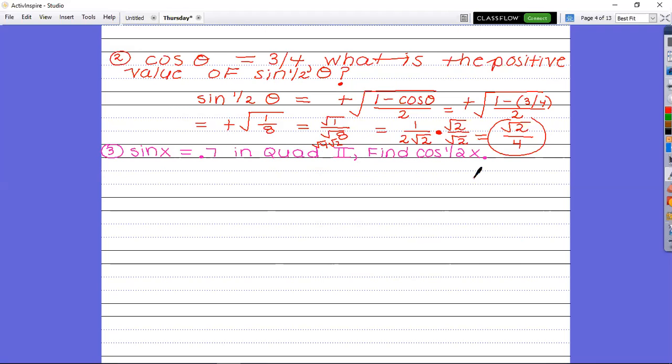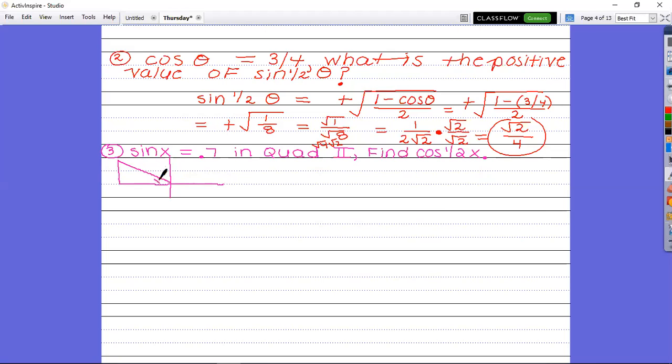Okay, so what you're going to do with this is you are going to look at your formula sheet and see if you need to draw a triangle, which most of the time you do. Cosine of 1/2 x utilizes a cosine ratio. You don't have a cosine ratio, so you must draw the triangle. So I'm going to draw a second quadrant triangle.